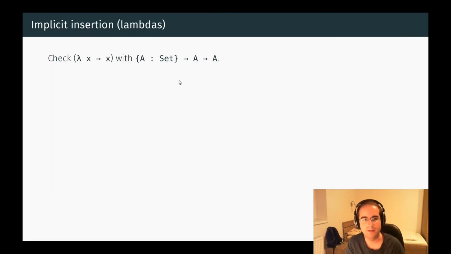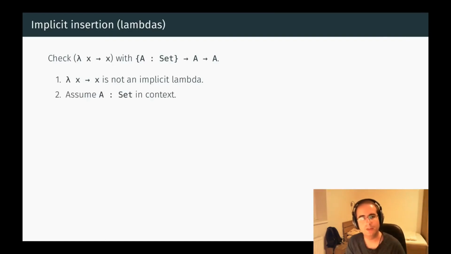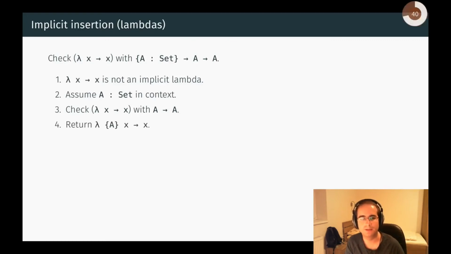Now let's look at an example for inserting an implicit lambda. We want to check this lambda expression with the usual polymorphic identity function type. First, we notice that the expression is not an implicit lambda, but rather an explicit lambda. So the expression as it is definitely does not have the expected checking type. However, we can wrap the expression in a newly inserted implicit lambda, so that's what we are going to do. We assume the implicit argument in the typing context and check the expression with the codomain of the checking type, which happens to be an explicit function type here. Now the types match up, so the checking succeeds and we return the expression with the inserted lambda.